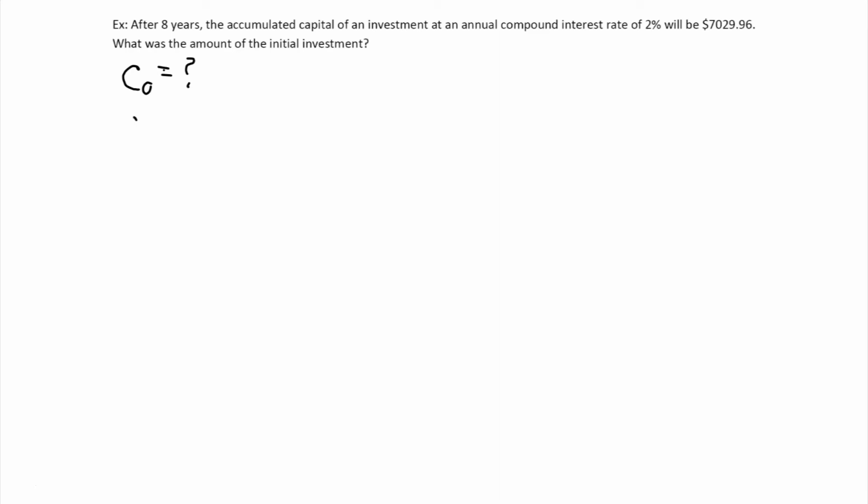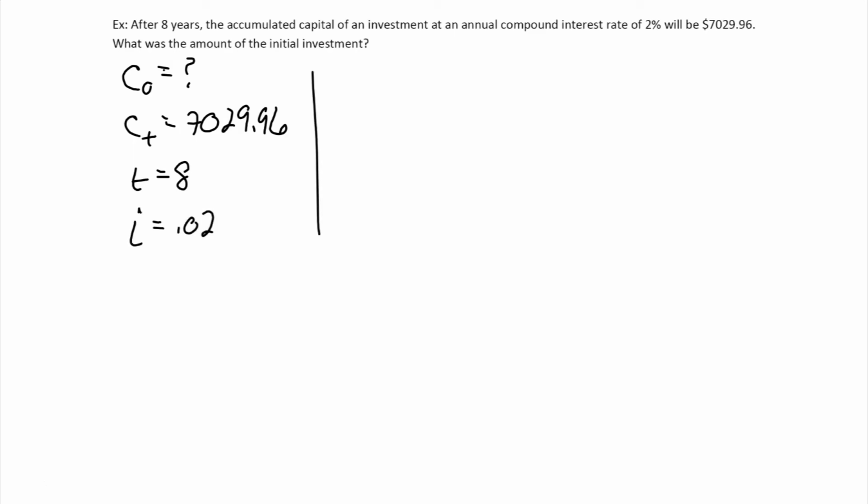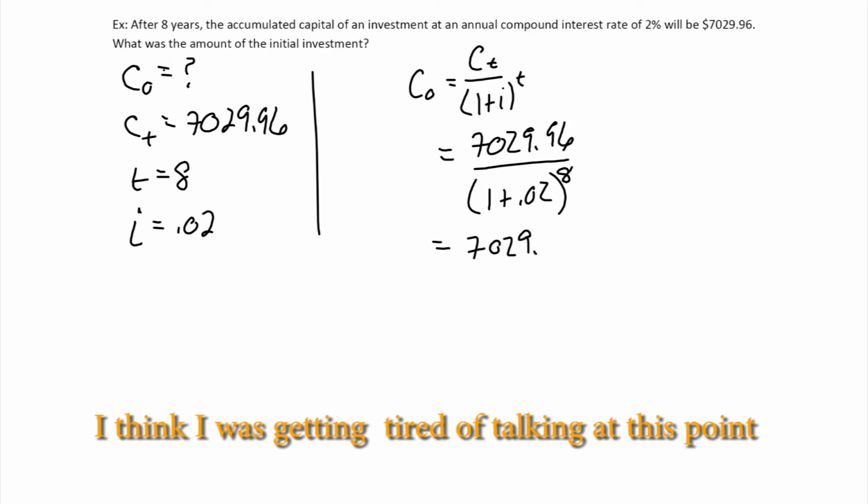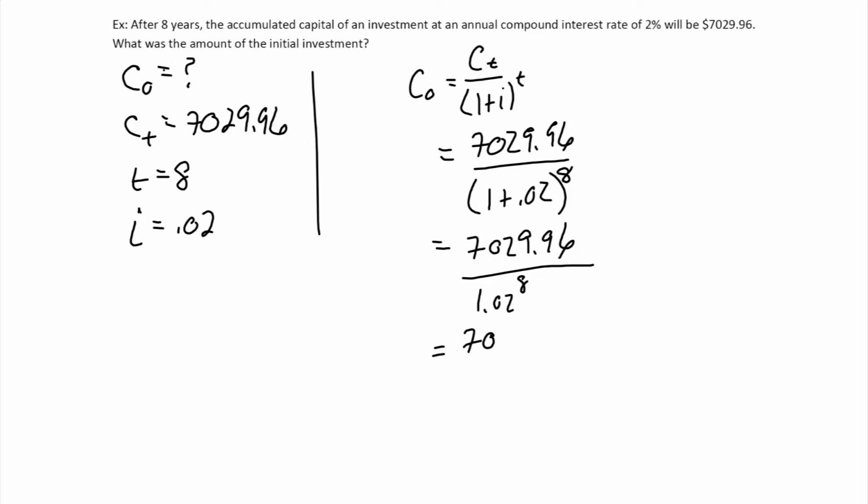We know that the final capital is equal to 7,029.96. The term is 8 years, and the interest rate is 2% per year. We have the choice of which method we use. In this circumstance, we'll use the equation that we've been given to simplify it. So the formula says to find the initial value, we take the final value, or the accumulated capital, divided by (1 plus i) to the exponent t. So the initial investment was $6,000.